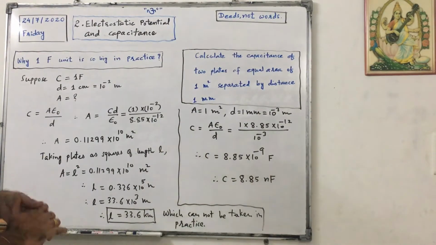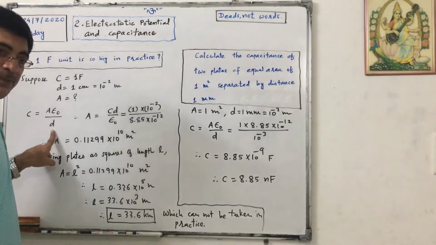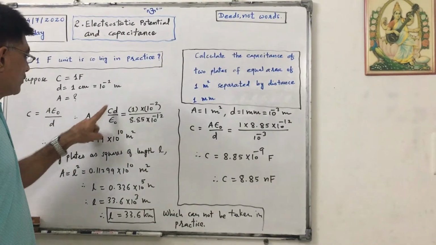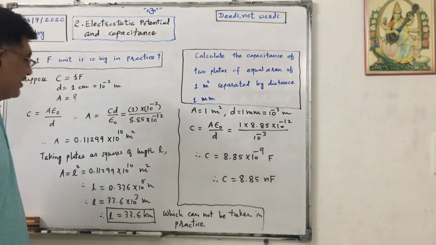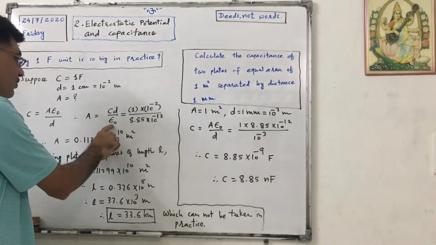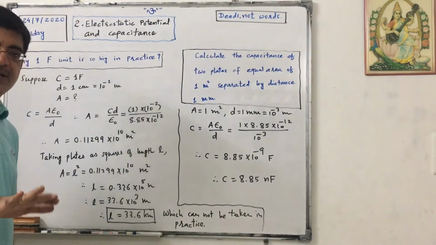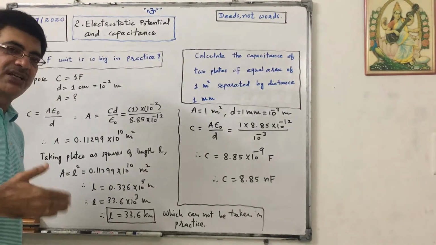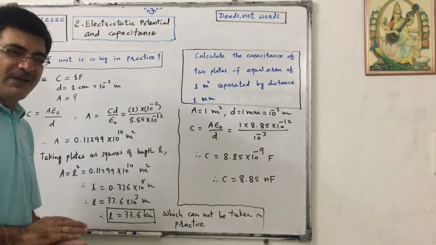So C equals A epsilon naught upon D. So A will be equal to C D upon epsilon naught, that is 1 into 10 raised to minus 2 upon epsilon naught, that is 8.85 into 10 raised to minus 12. We can also take 8.854, but it won't make a big difference.